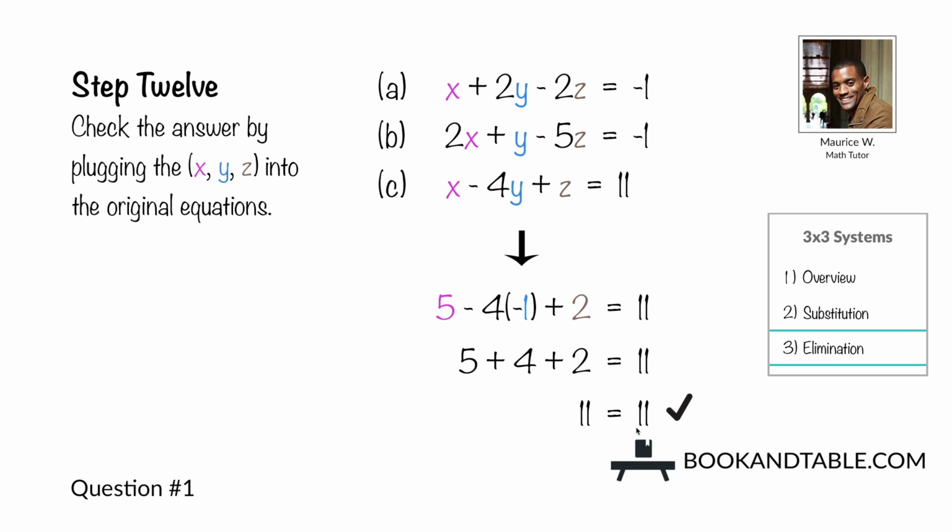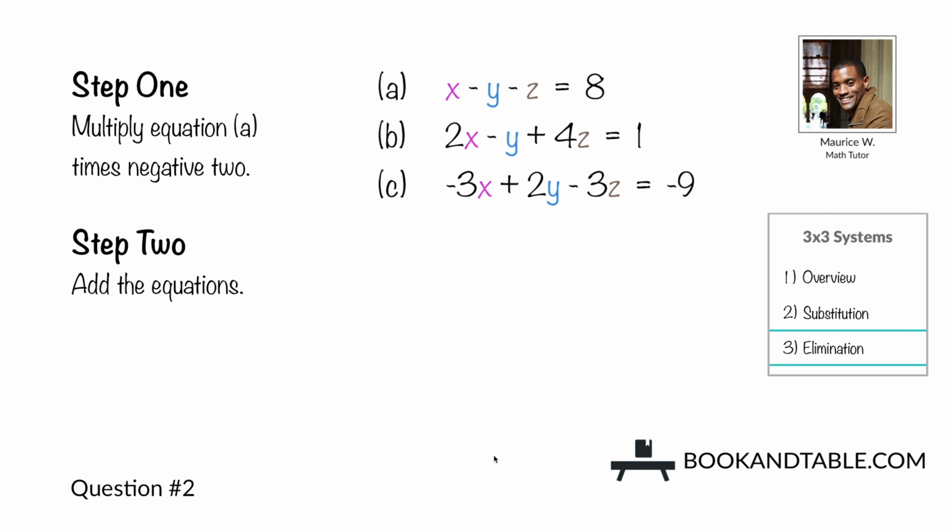And since all three equations were true with these values, that confirms that the solution to question number 1 is the point where x is 5, y is -1, and z is +2. So that is the answer to question number 1. Let's now have a look at question number 2.